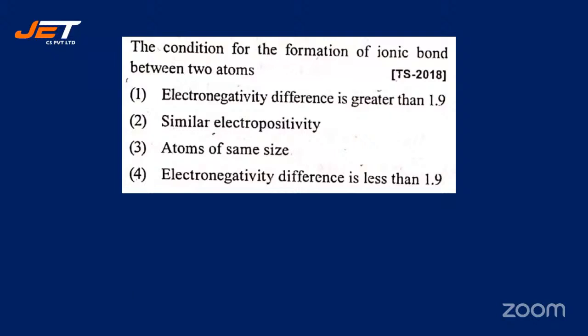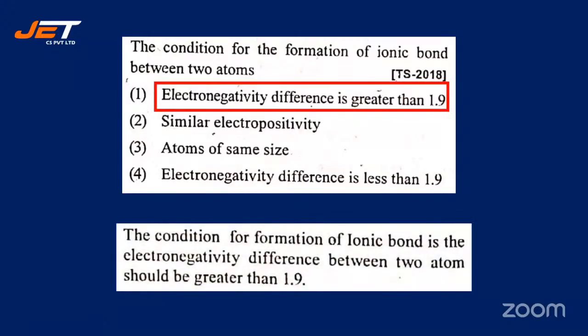So Afia has mentioned option 3. Jansi has mentioned option 2. No more answers on this question. So the right answer is electronegativity difference greater than 1.9. The condition of formation of an ionic bond is that the electronegativity difference between two atoms should be greater than 1.9.